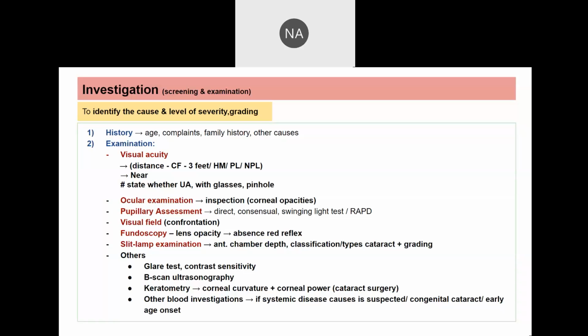Because usually in the management of cataract, there's no medical treatment, and usually it is surgery. So we use the implantation of an artificial lens. Okay, and then for other blood investigations, we also need to do them if a systemic disease cause is suspected. Okay, next slide.